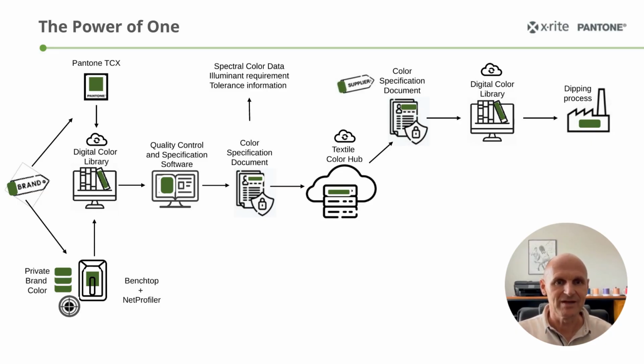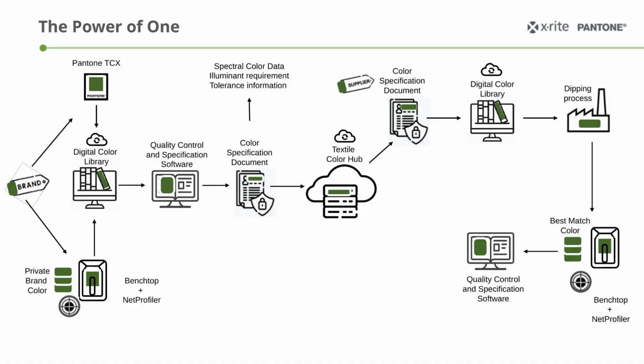Each supplier can create a lab dip that is in tolerance with the right light source and will match the lab dips created by other suppliers. Then, using a benchtop spectrophotometer, the supplier can measure the lab dip into QC software and know right away whether it is in tolerance. If it is, the supplier can send it back to the brand, digitally in Textile Color Hub, for approval. It's a closed-loop process that sets clear expectations and generates precise color matches.